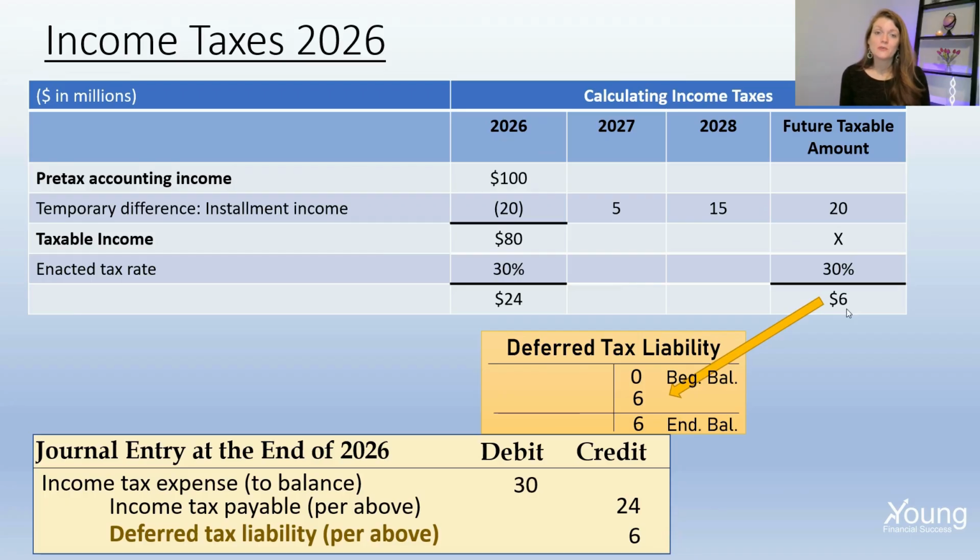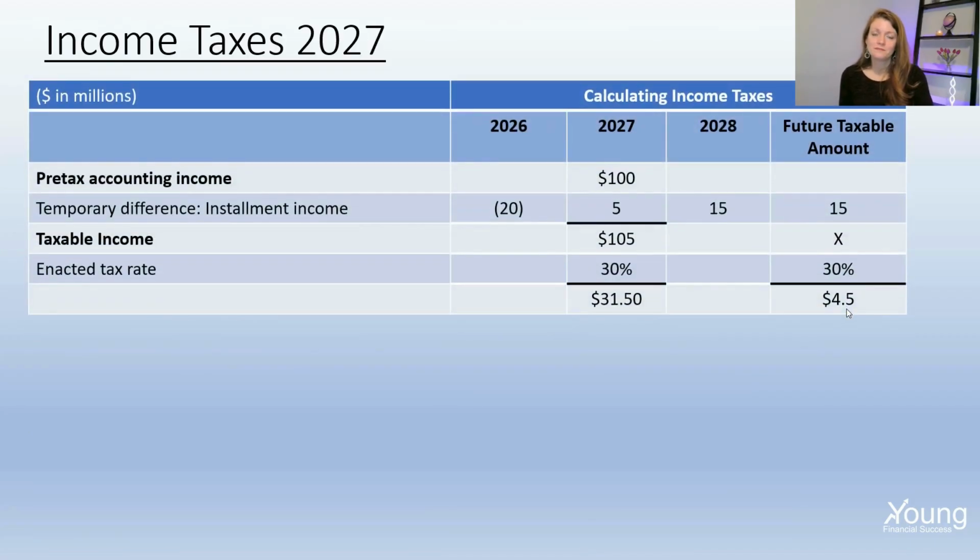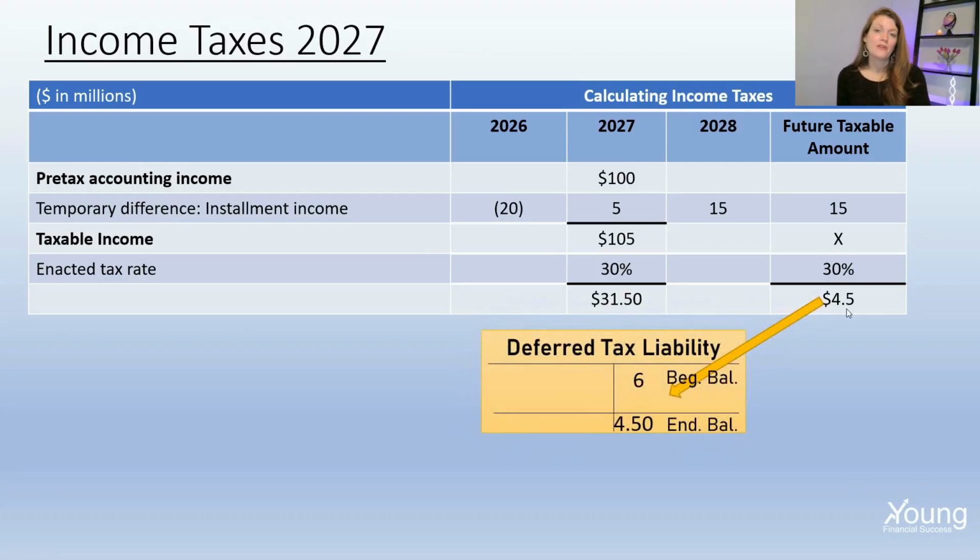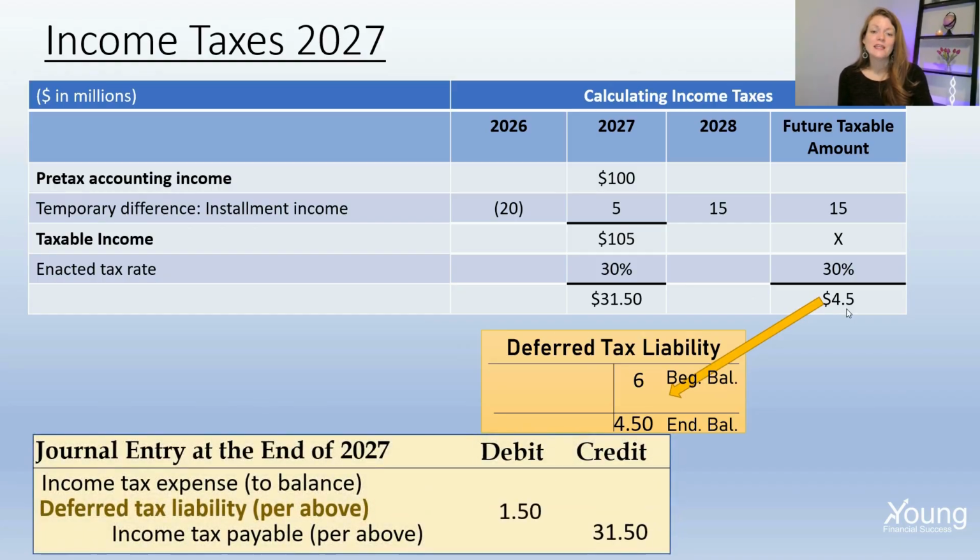Now let's look at how it affects 2027 and 2028. So for 2027, now we are adding in an extra $5 million because they didn't depreciate as much in 27 for tax purposes as they did for their book purposes. So we're going to be taxed on $105 million at 30%. So their income tax payable will be that $31.5 million. That leaves $15 million to be deferred till later. We're not going to have to pay all $15 million, just 30% of it. So that leaves us with $4.5 million that we'll have to pay in the future. The difference between the 6 and the 4.5 is 1.5.